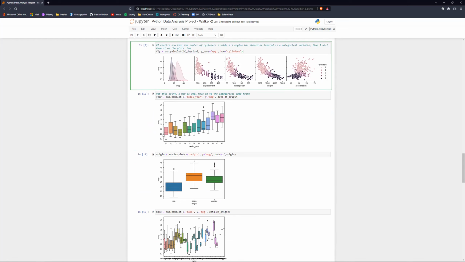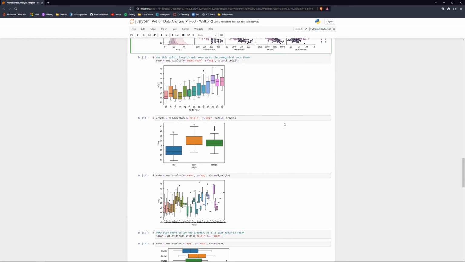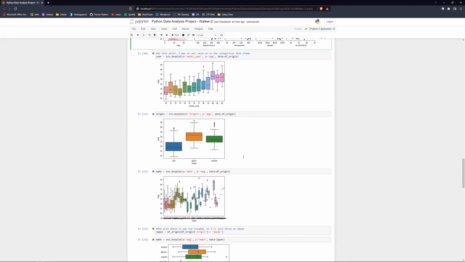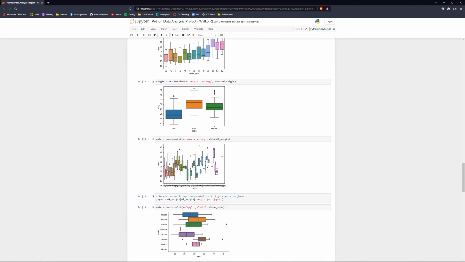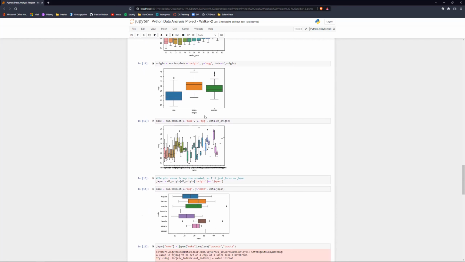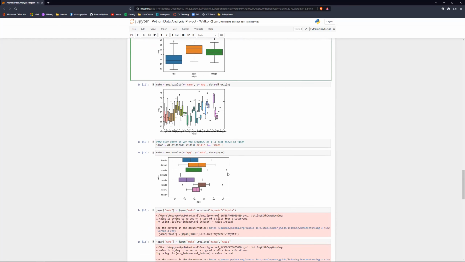First, I was looking at the model year, which, as you expect, shows that over time fuel efficiency generally increases. And then I looked at fuel efficiency based on origin, and then I tried to do it based on make. But there's a lot of info in this graph, and you can't even tell what is what. So I decided, since from the original box plot Japan had the best fuel efficiency in general, I just focused on that.